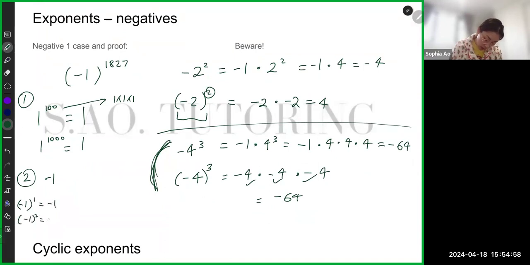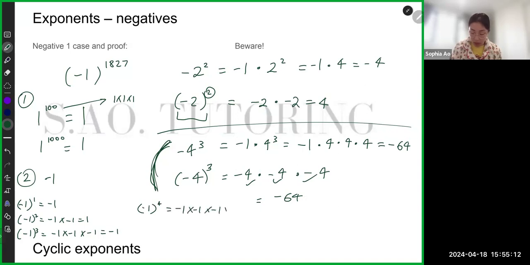-1 to the power of 2 equals +1. -1 to the power of 3, we can write out the full thing over here, is -1. And let's do one more for good measure. -1 to the power of 4, -1 times -1 times -1 times -1, is going to be +1. So that's the second thing we have to know.